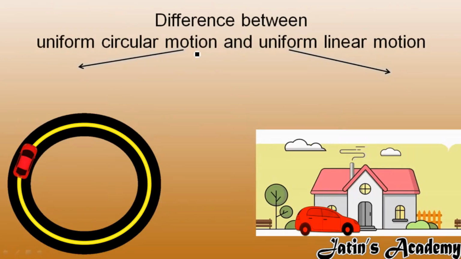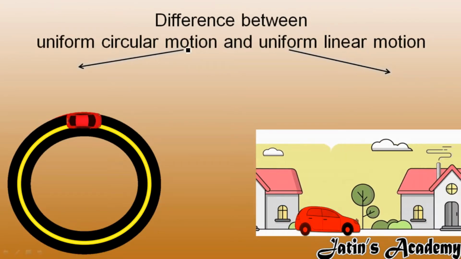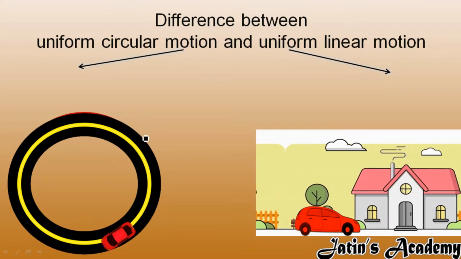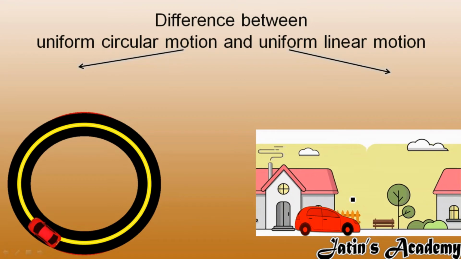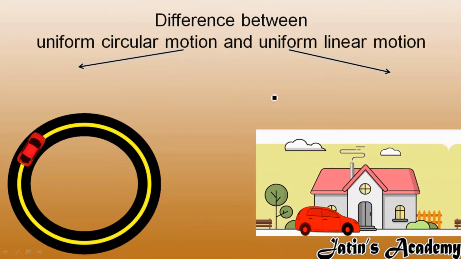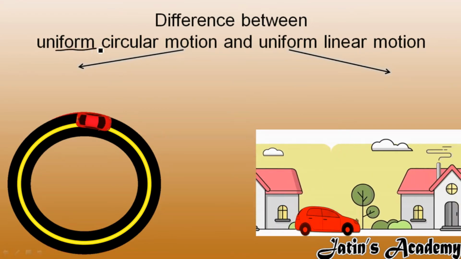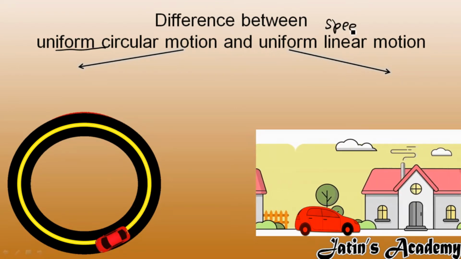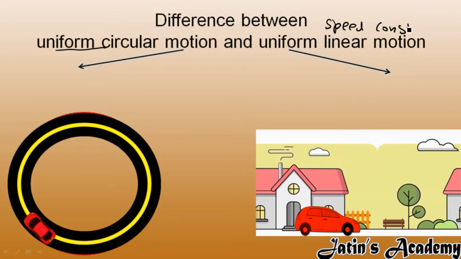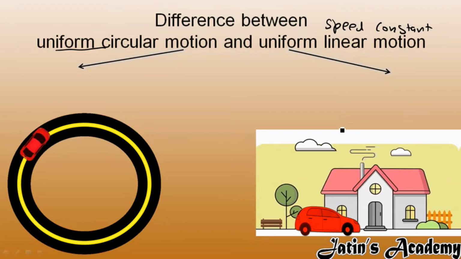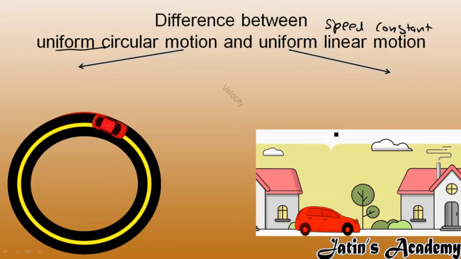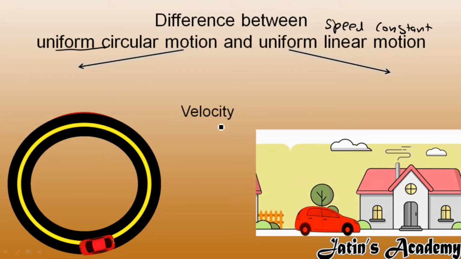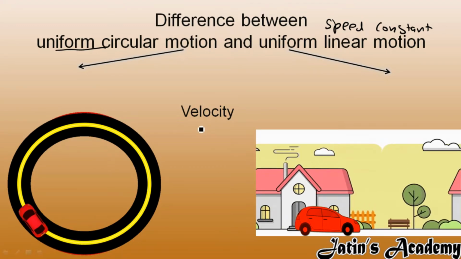Now let's see the difference between uniform circular motion and uniform linear motion. Here we have a uniform circular motion and here we have a uniform linear motion. One thing is clear: whether it is uniform circular motion or uniform linear motion, speed is constant. So we will not talk about speed, since in both cases speed is constant. Now let's talk about velocity. Is velocity a scalar quantity or a vector quantity? Velocity is a vector quantity.